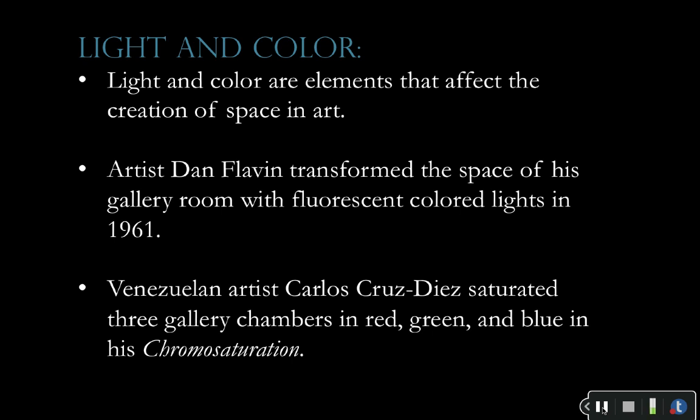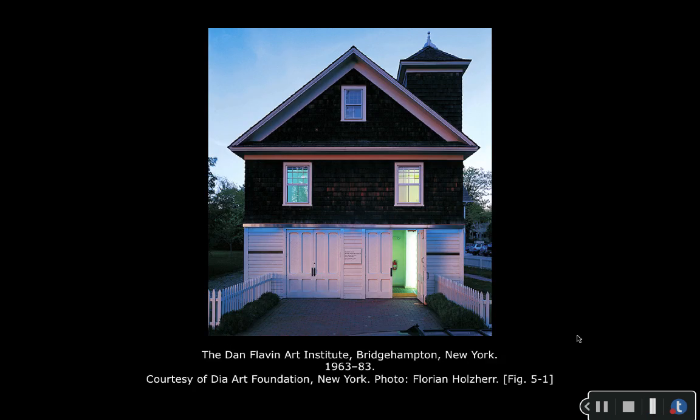Then we're going to talk about an artist who was very much influenced by Dan Flavin, a Venezuelan artist, Carlos Cruz Diaz. He did much the same thing as Dan Flavin, but did some things a little bit differently. We'll look at his work, Chromosaturation, in which the artist divided the gallery into 3 different chambers and filled them with 3 different colors of light: red, green, and blue. We'll check that out in just a second.